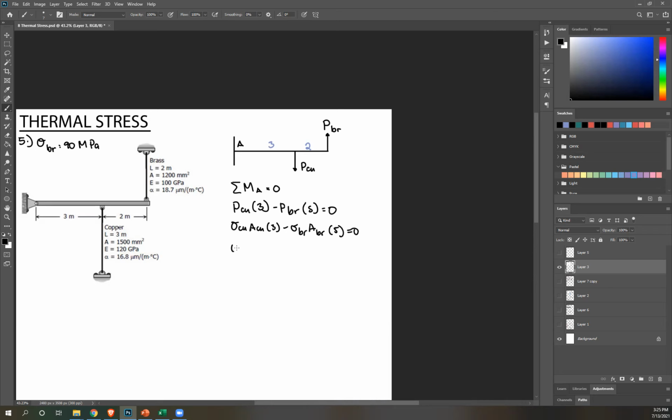Stress CU, we don't know yet. Area CU, we know it's 1,500 millimeters squared, times 3, minus stress in bronze. It's supposed to be 90 MPa, so we're going to use that 90. And then area of bronze is 1,200 times 5. From this, we can solve what is stress in the copper. Correct, it's 120. Correct, Aaron and Elita Mendoza.